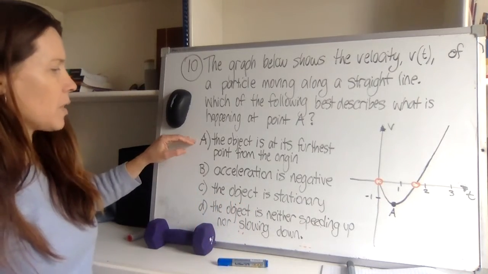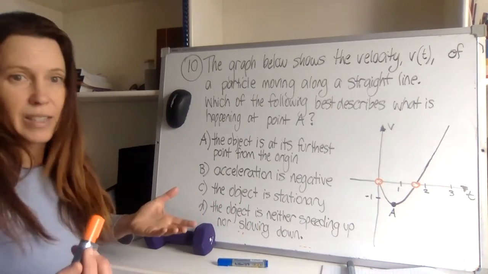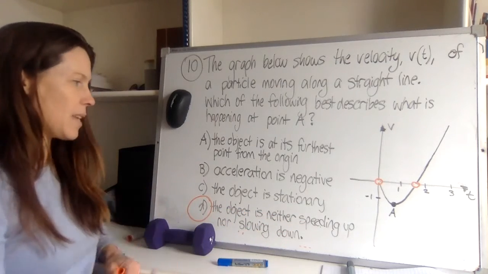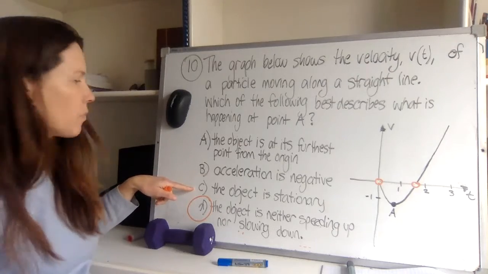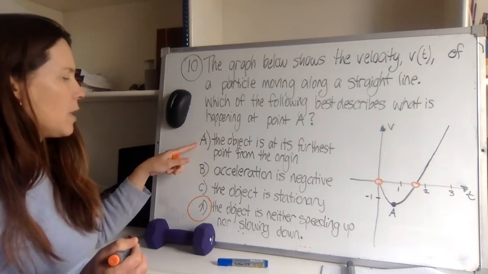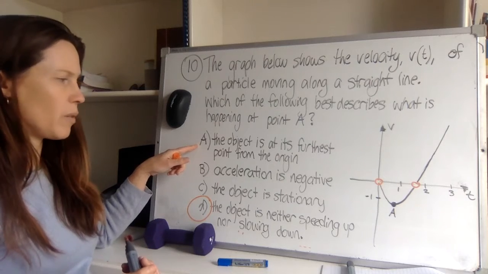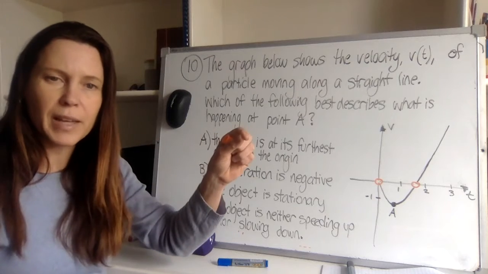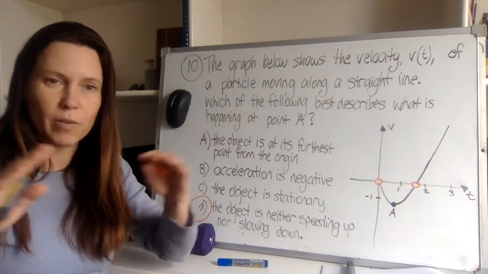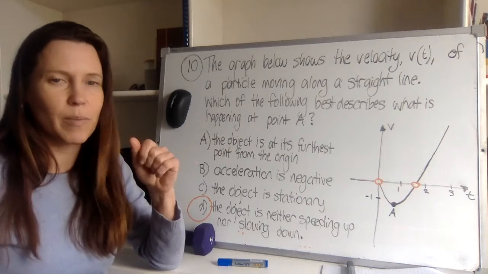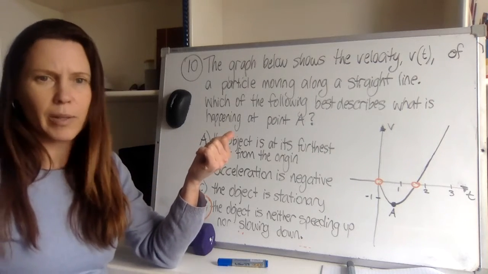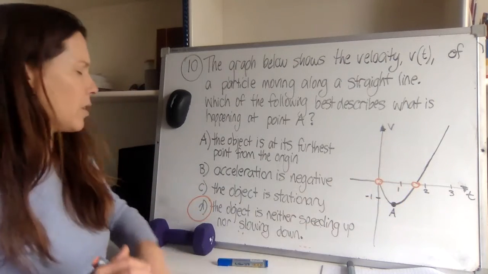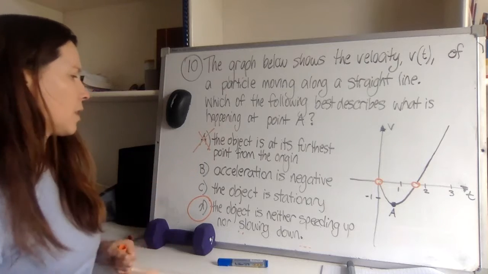So looking here, I can see that I've already considered the idea that it's not speeding up or slowing down. So I'm thinking that this is my answer, but I need to just check the others, make sure that they're not correct. So, the object is at its furthest point from the origin. Well, what do we know about particles when they're at their furthest point from the origin? That is the time that they are going to turn around. And when they turn around, they're stopped just for a moment, aren't they? So velocity would be 0 at that time. And clearly at A, the velocity isn't 0, because those other points have the velocity of 0. So we can discount that one.